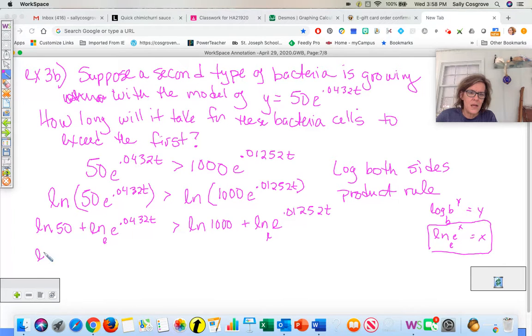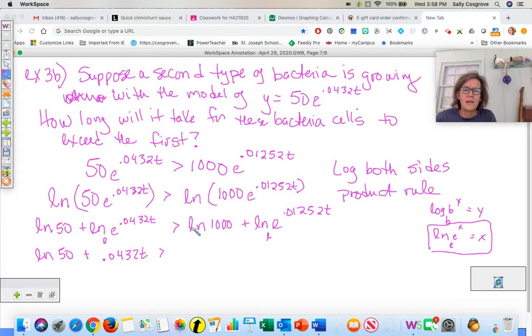So now I'm going to say the ln of 50 plus the natural log base e of e to this is just what? 0.0432t. How cool is that? That's really cool that happens.